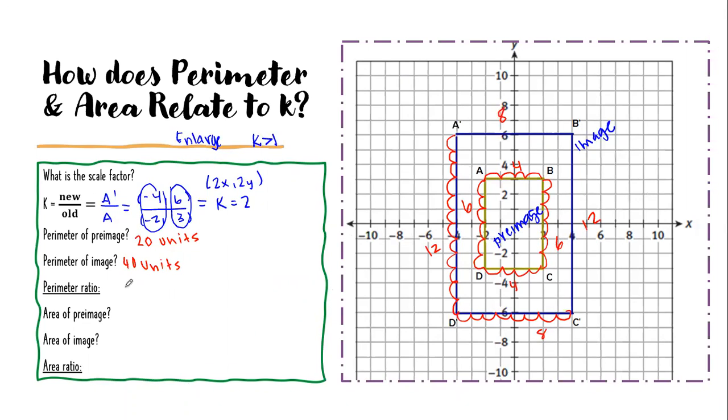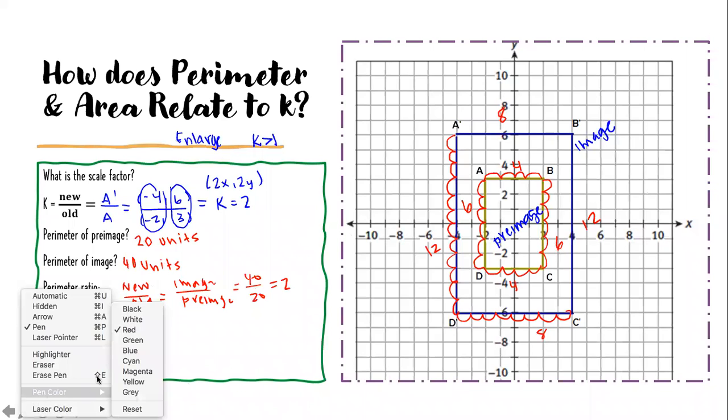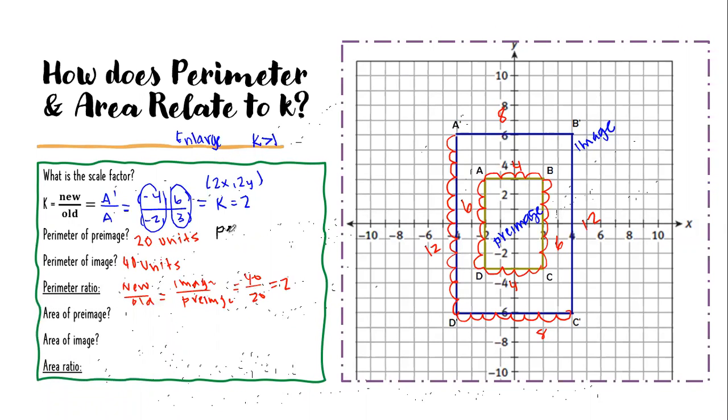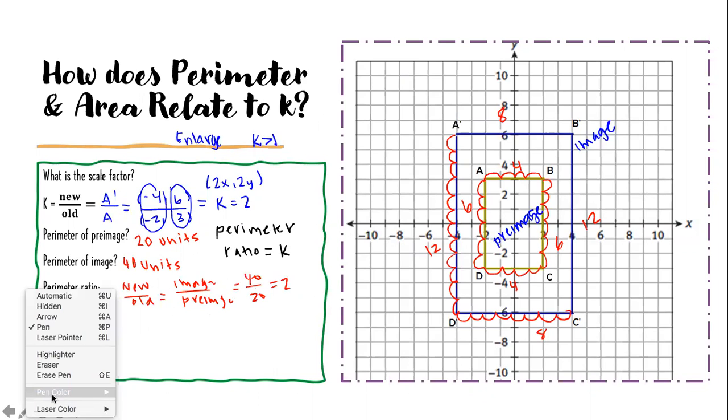All right, so if I do my perimeter ratio, new over old. It's gonna be 20. Yeah, 20. Good. So my image over my pre-image, 40 over 20 will give me 2, which matches the scale factor. So that's working out so far. The perimeter ratio equals the scale factor.